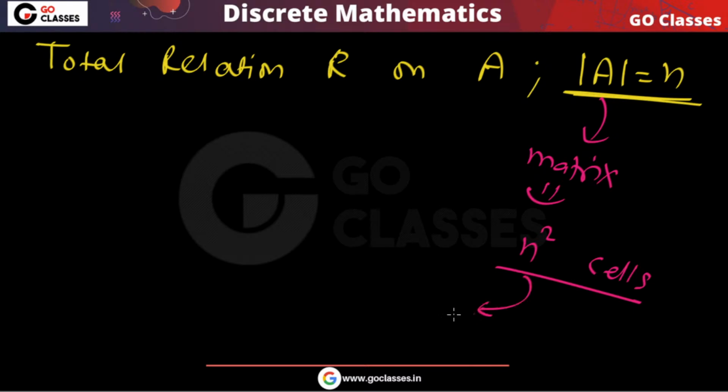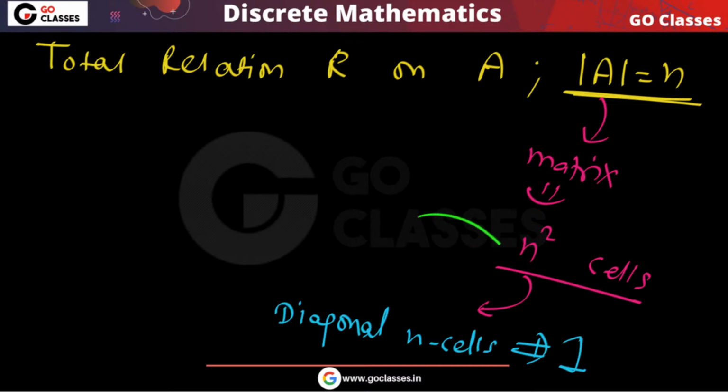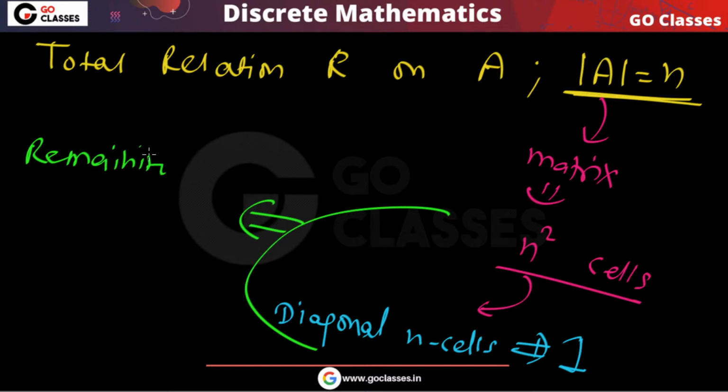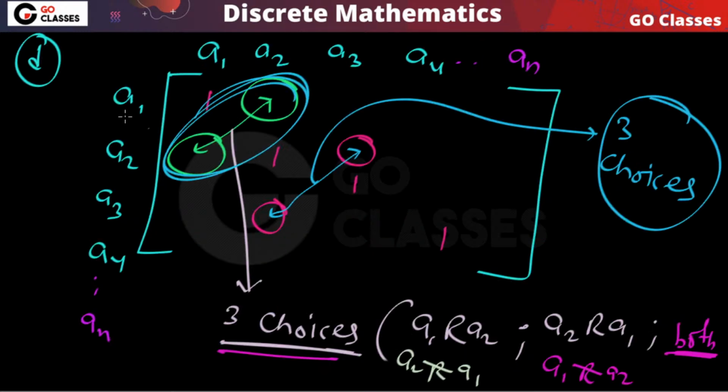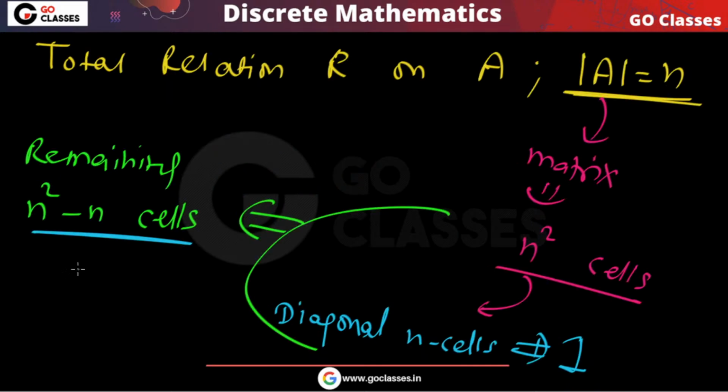And in these n square cells, the n diagonal cells are fixed, these are one. And the remaining cells, how many remaining cells are there? Remaining is n square minus n cells. But you can notice that in these remaining cells, for each pair of cells, we have three choices.